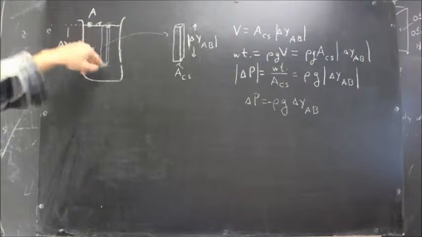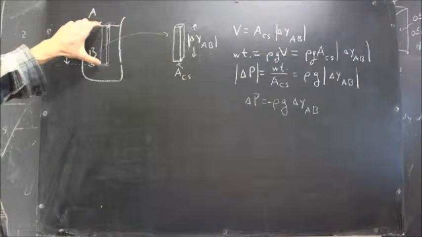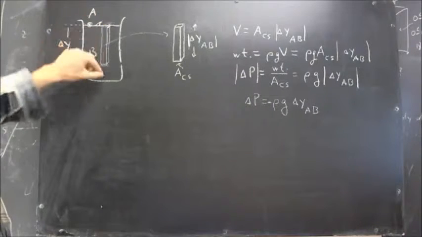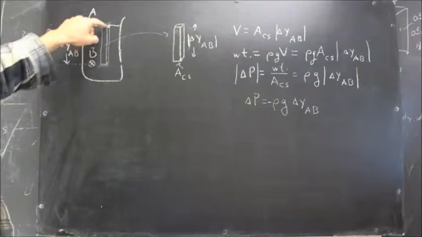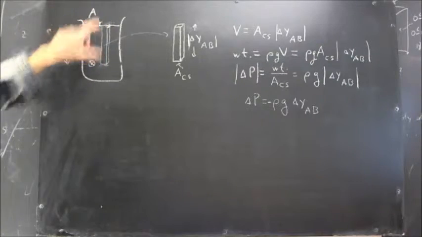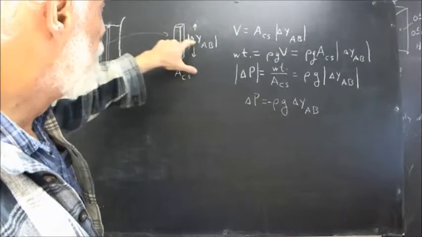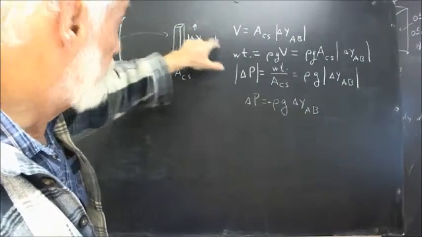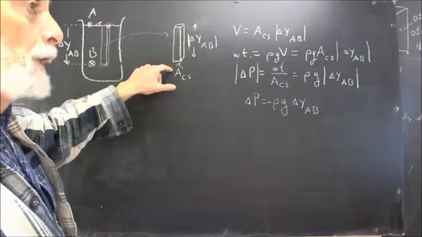So we imagine a tube, or instead of a round tube, I've drawn a square vertical prism. But this indicates how much water we have between here and here. Just a section of the water, and I've enlarged that over here. The prism has dimension delta y AB, actually the magnitude of delta y AB, and a cross-sectional area A_CS.